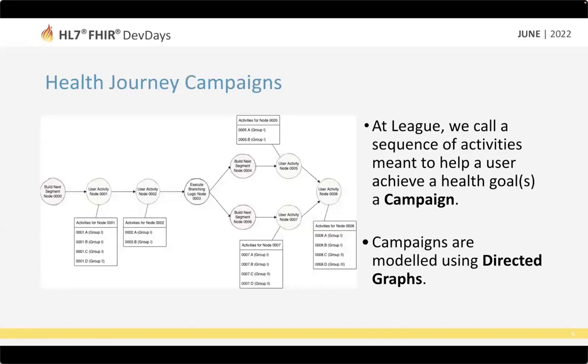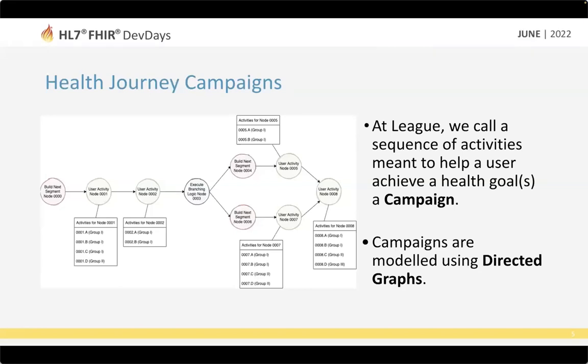A core component of Health Journeys are objects called campaigns. At League, we call a sequence of activities meant to help a user achieve a particular health goal or a set of health goals a campaign. We model campaigns using directed graphs. In these directed graphs are nodes, and these nodes represent specific things that need to be completed either by the user, our systems, providers, or their payer in order to work their way through the campaign.